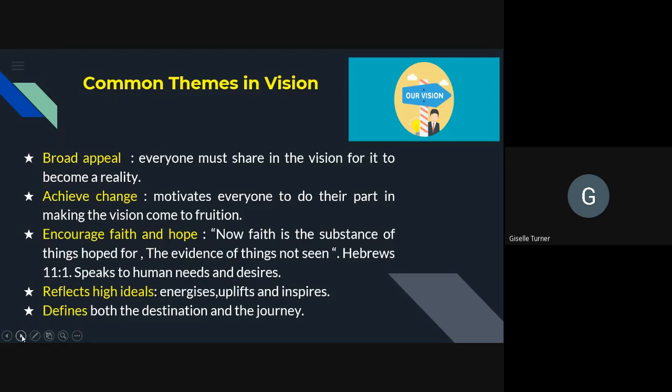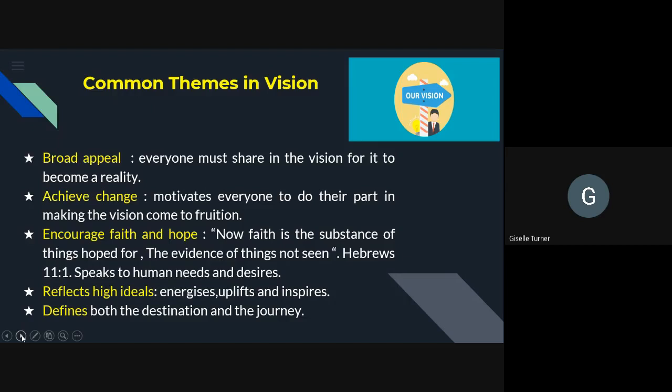Vision helps with change. To achieve change, it motivates everyone to do their part in making the vision come to fruition, because it induces a call to action for the better. Sometimes that change could be scary, but if that vision is communicated with clarity, obstacles can be overcome. It encourages faith and hope.